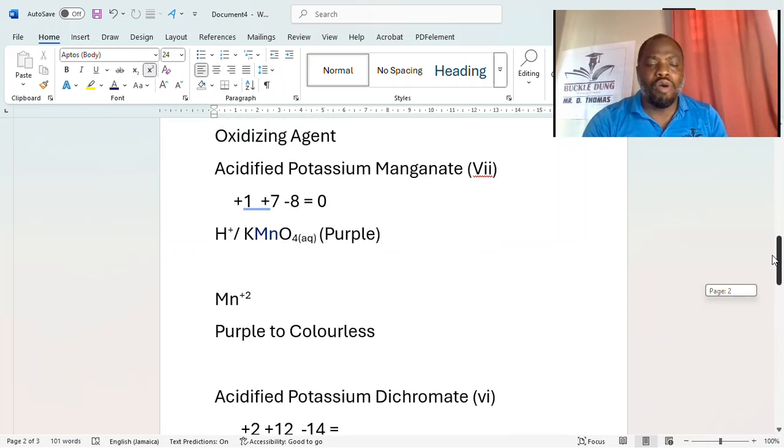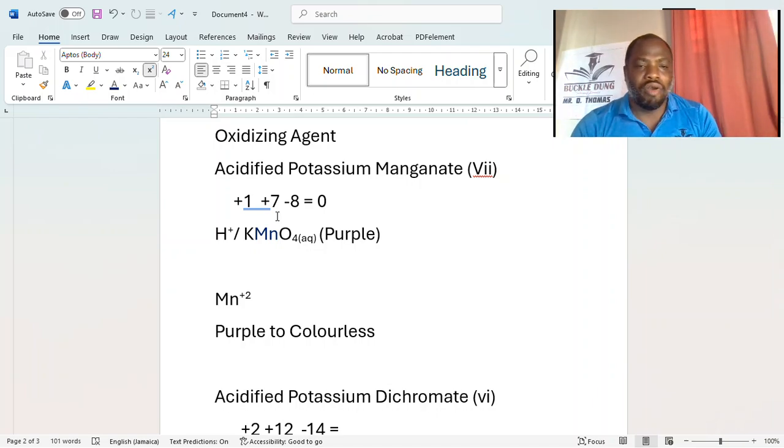Same for our manganate. Our manganate ion was a +7. When it was mixed, or if it is mixed with a reducing agent, what it will now do is to have a gain of electrons. Would you be able to tell me how many electrons it gained? So if it moved from a +7 to a +2, how many electrons did it gain?